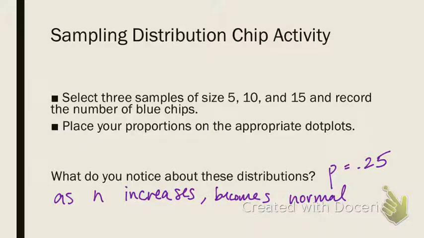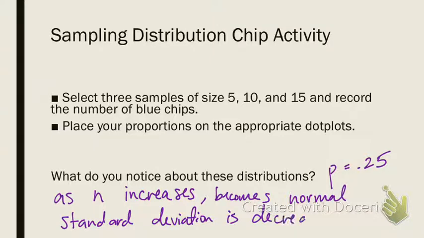And then also, what do you notice about the standard deviation? Basically I'm talking about the width of it. Here it ranges everywhere from 0 to 1. As the sample size is increasing, is the standard deviation increasing or decreasing? Decreasing. The standard deviation is decreasing. Also, if we know that the center is actually 0.25, which one has a center at 0.25? Most likely the 20. The 5 and the 10 might be near 0.25, but this one is the most accurate. So my center is at 0.25, the standard deviation is decreasing, and it becomes more normal.